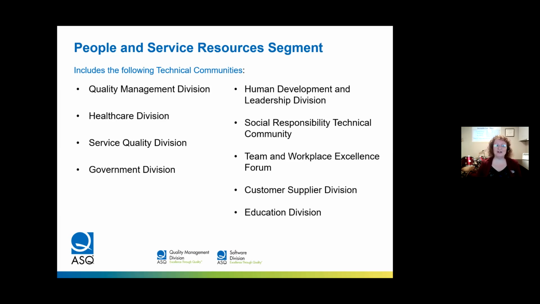And lastly, the education division promotes that worldwide networking on education, higher education, workforce development. And yeah, students are encouraged to join us at ASQ. We want to see the students. We want the engagement of students. If this sounds like a segment that you're interested in, check out these divisions and see if it feels right for you.